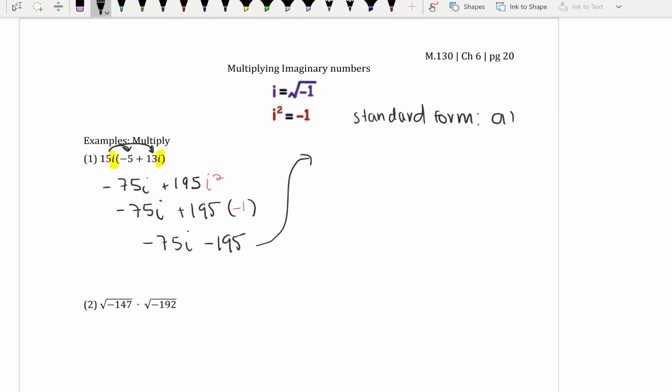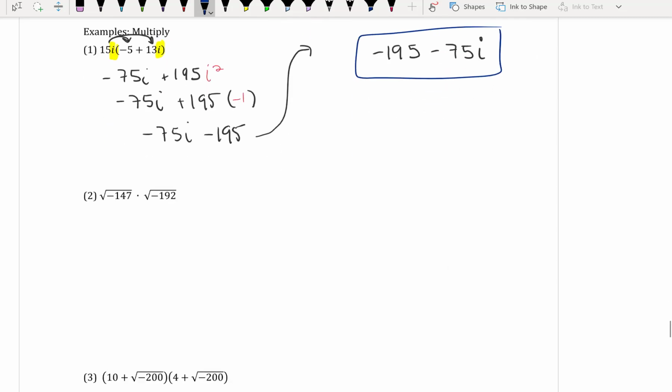But remember, we want to write it in our standard form, which is a plus bi. So the real number part comes first, then the imaginary numbers. So that would be -195 minus my 75i. So then that would be my final answer.